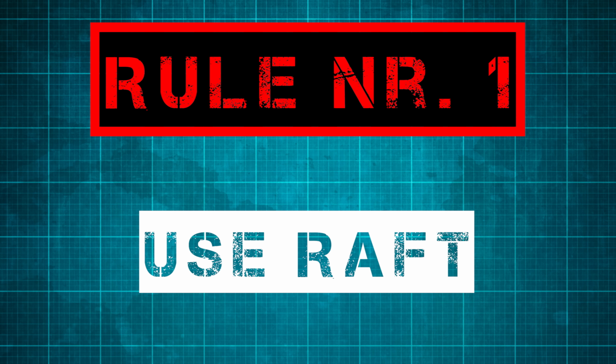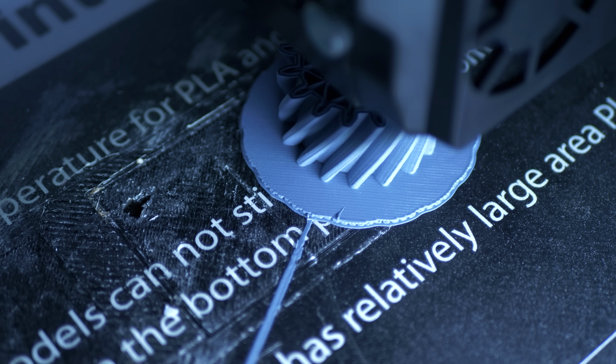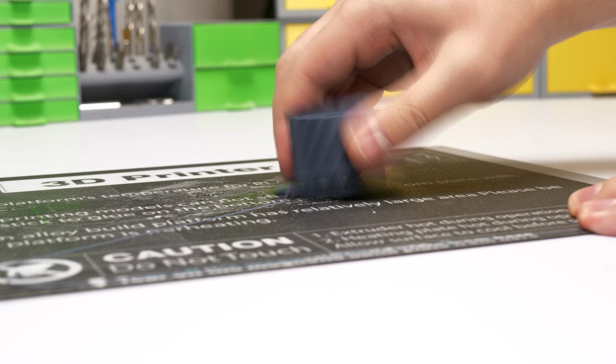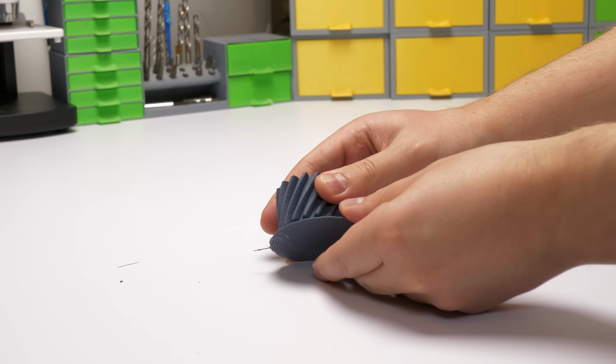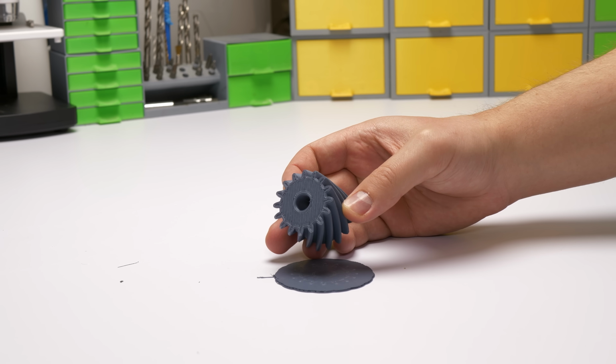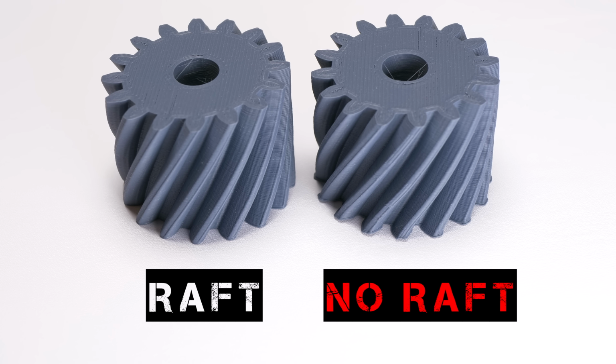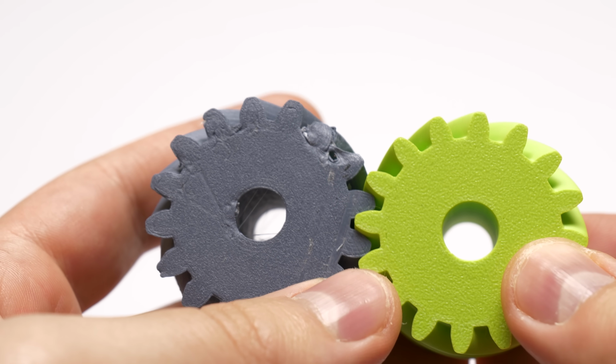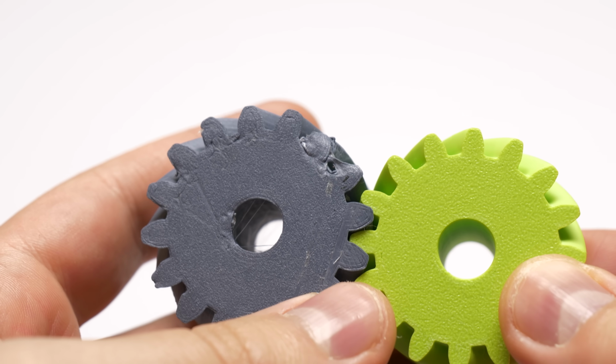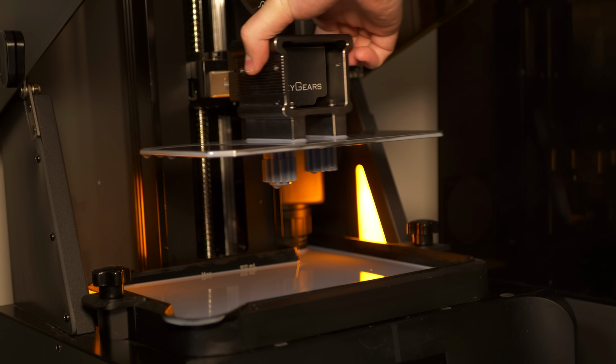Rule number 1, probably the simplest one in this list, but it is important. Use a raft when printing gears. A raft is not for better bed adhesion, but instead it eliminates a thing called elephant foot. If you print your gears straight on the build plate, the bottom layer will be wider, which means your print is not accurate. If this happens, the gears will not mesh together correctly and they will be useless for any applications. This also applies to resin prints.